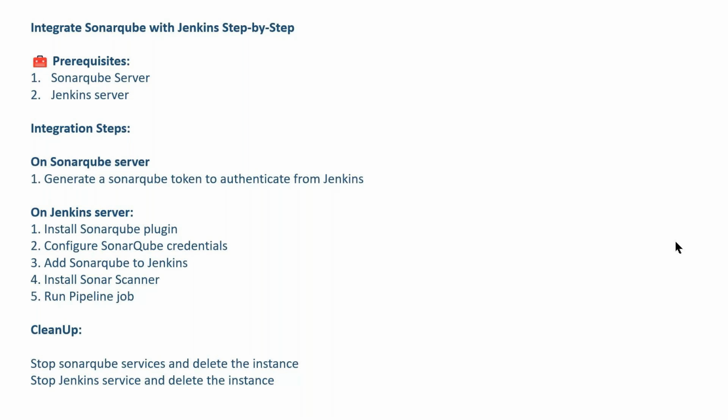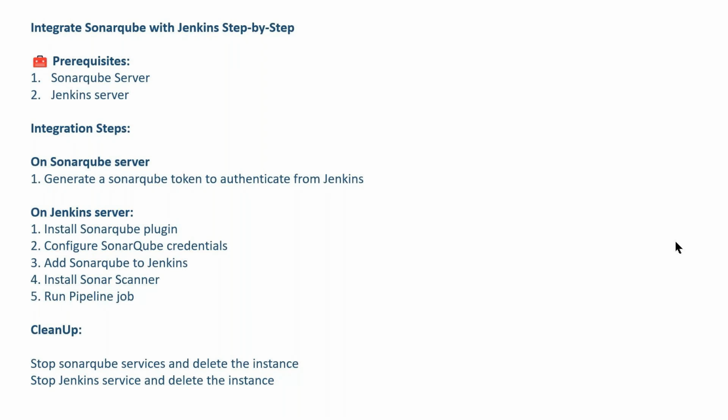And integration steps: first we need to connect the SonarQube server, and we need to generate one token in the SonarQube server, right? To authenticate from Jenkins. If you want to test the code, authentication is required. That is why in the SonarQube server, we need to generate one token. That token we can add into the Jenkins server. So whatever token we generate, we need to add into the Jenkins server. So what will happen? Communication and authentication will happen with Jenkins, right?